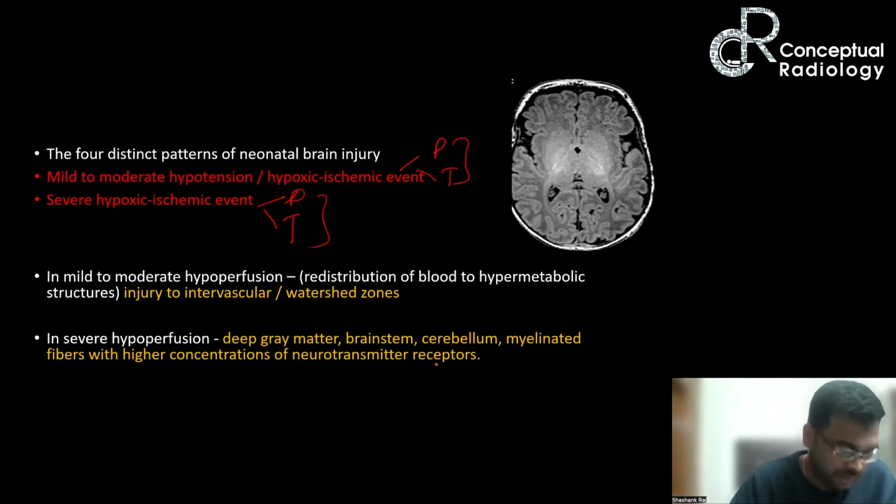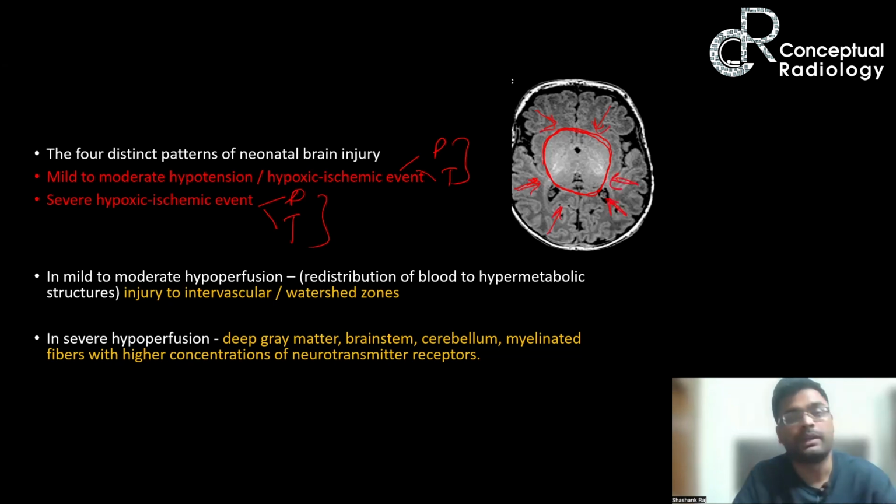Okay. Now a very basic concept. When there is mild to moderate hypoxic insult, the body tries to protect the hypermetabolic structures. These centrally located structures are hypermetabolic. They require more energy and blood supply. So the brain will try to divert all the blood. I'm talking about mild to moderate insult. The brain will try to divert all the blood from the rest of the brain parenchyma towards these centrally located structures that are more metabolically active.